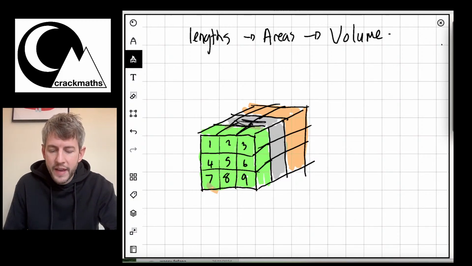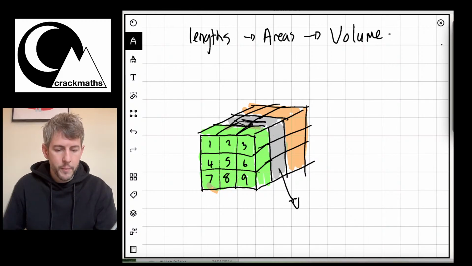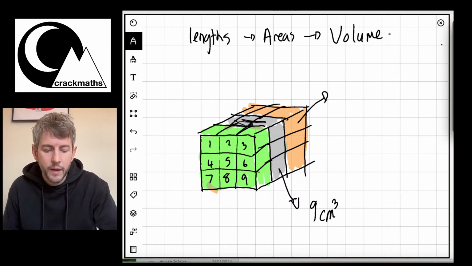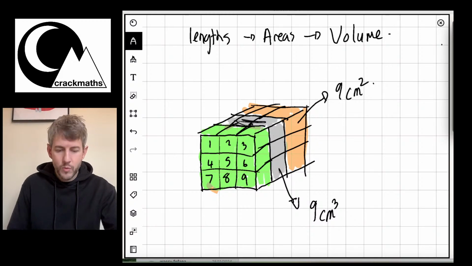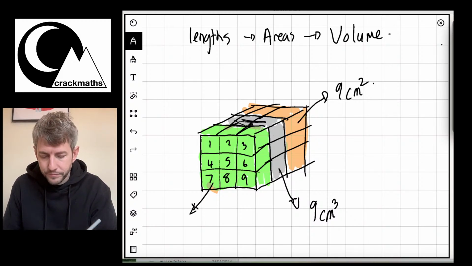shape. Then here, on this grey level, I'm going to have another 9 centimetres cubed. And then on this orange level here, I'm going to have another 9 centimetres cubed. So what we can see here is we've got 9 centimetres cubed here.